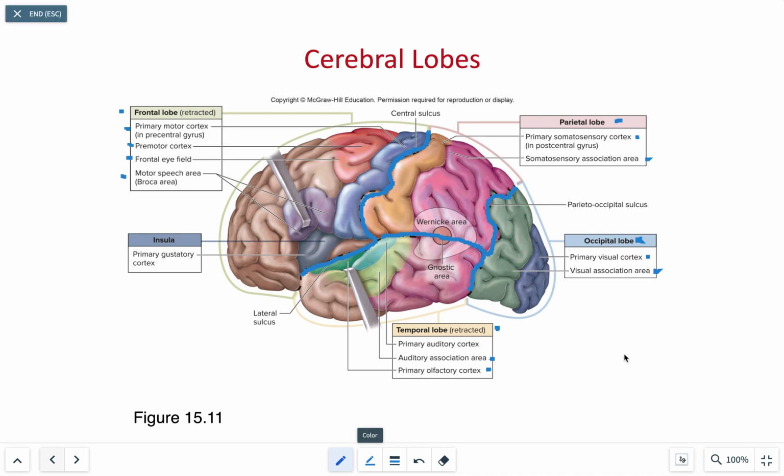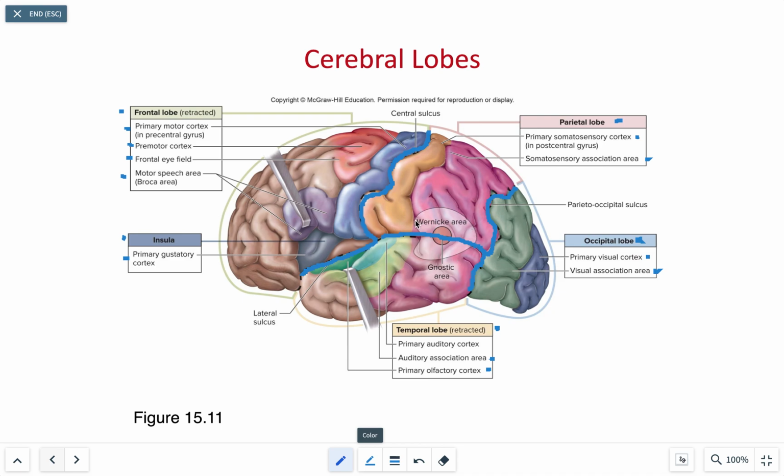So some other areas that we have: the insula, which is the deepest layer of the cerebral lobes. And the insula is involved in interoceptive awareness, emotional responses, empathy, and interpretation of taste. The primary gustatory cortex is located inside of the insula.